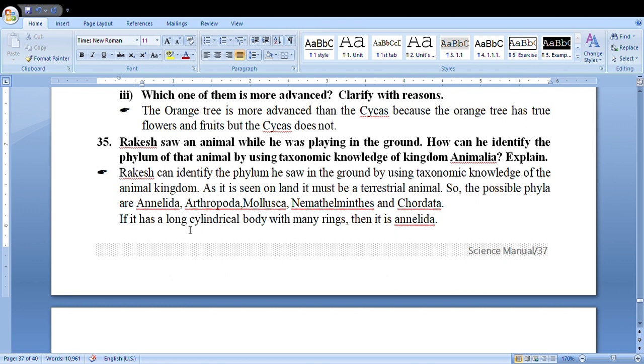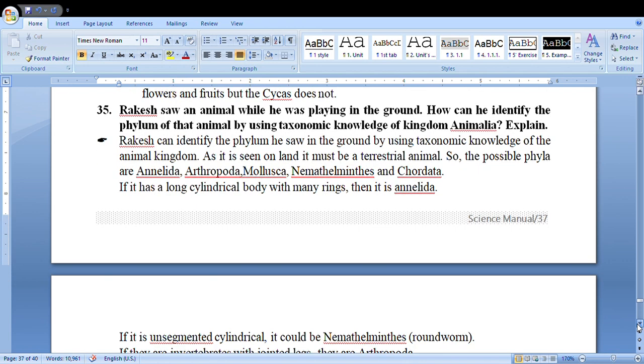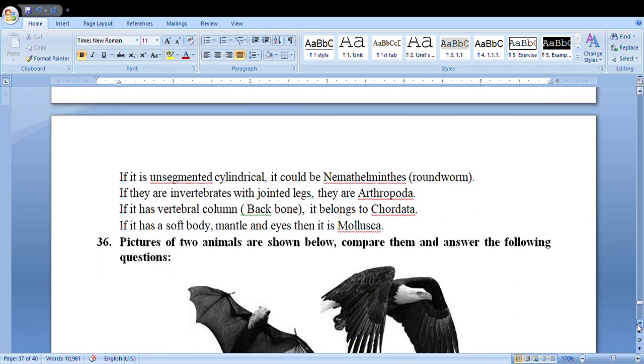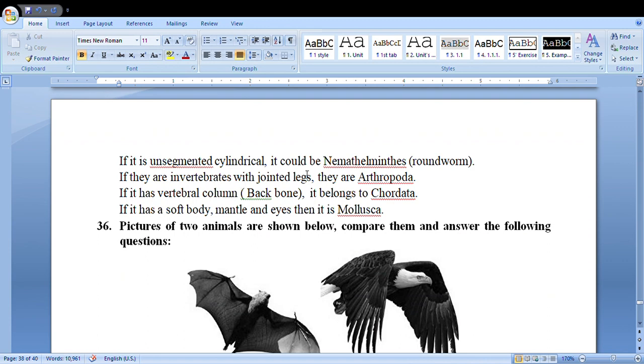If it has a long cylindrical body with many rings, it is Annelida. If it is unsegmented cylindrical, it is Nematohelminthes. If it is an invertebrate with jointed legs, it is Arthropoda. If it has a vertebral column, it is Chordata. If it has a soft body, mantle and eyes, it is Mollusca.